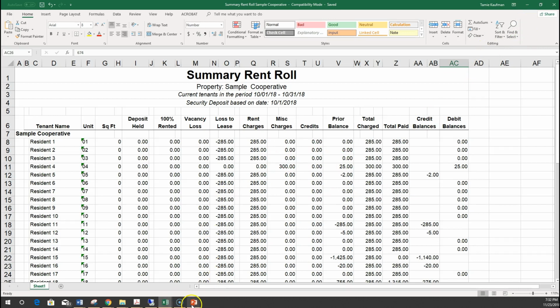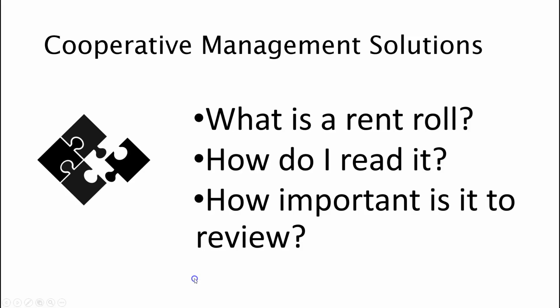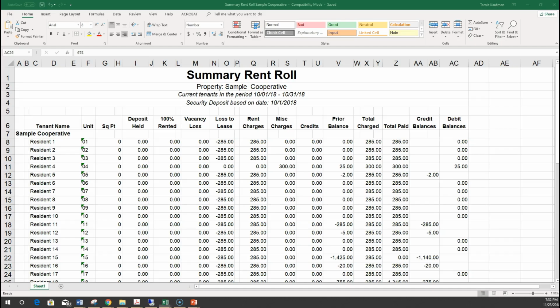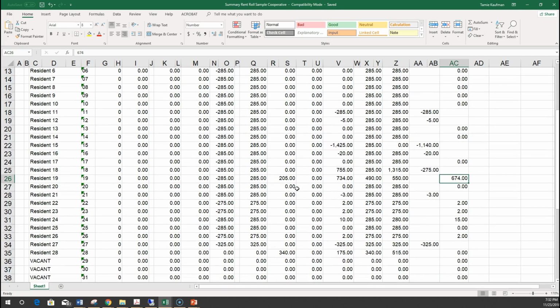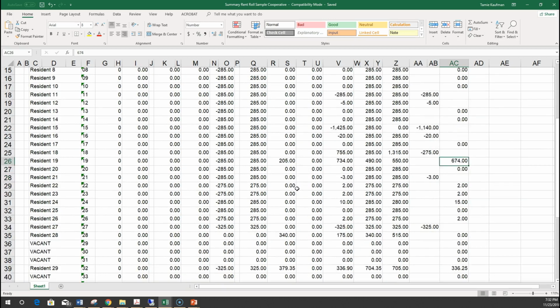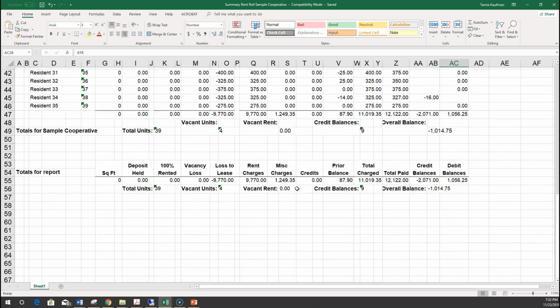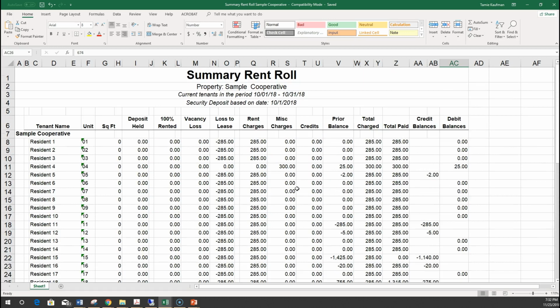So the next question we had was, how do I read it? And then how important is it to review? I would say that for the average cooperative member, you are going to be familiar with most of this information just by looking at your profit and loss, your delinquency report, and knowing how many vacant spaces you have. Because you live there, you're likely to know this information.